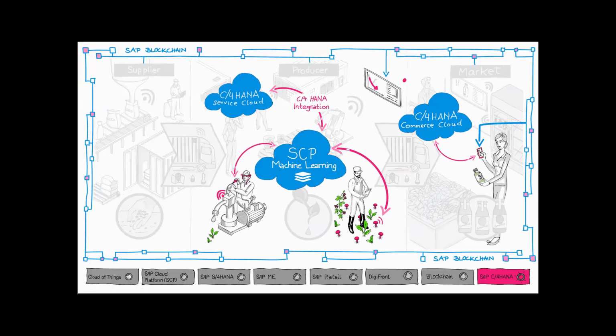The lady in the shop is going to scan the smoothie that she's going to buy, and on the smoothie we have a QR code. As you can see here, it's the C4HANA Commerce Cloud. If she scans this QR code, she's forwarded with her mobile phone to a specific landing page. So let's change to this landing page.